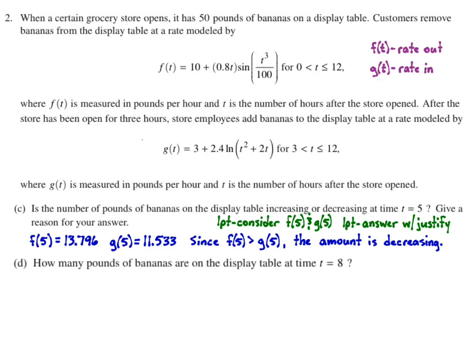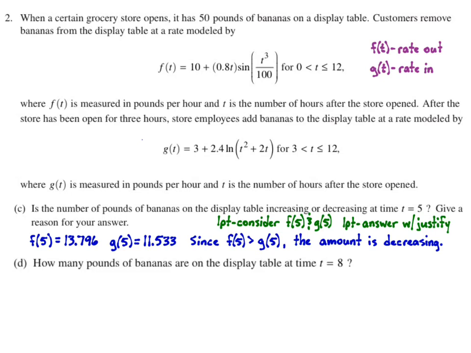All right, for part D, it says how many pounds of bananas are on the display table when t equals 8. So this question is saying how many pounds of bananas, and since we're given the rate, how do we get to an amount? Well, we take integrals, essentially. But this is the same type of problem as if I said, what is the position of a particle? In order to know how many bananas there are at a certain time, we need to know how many bananas we started with.